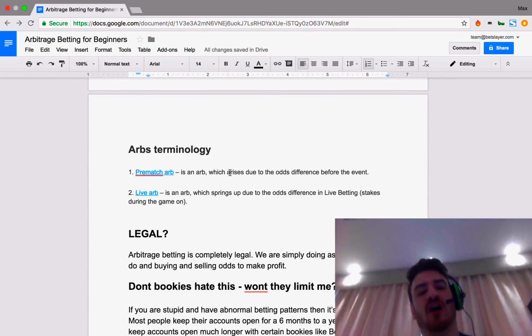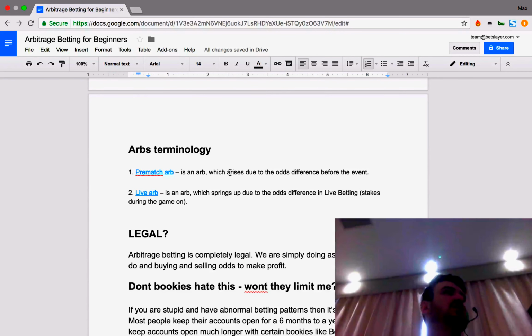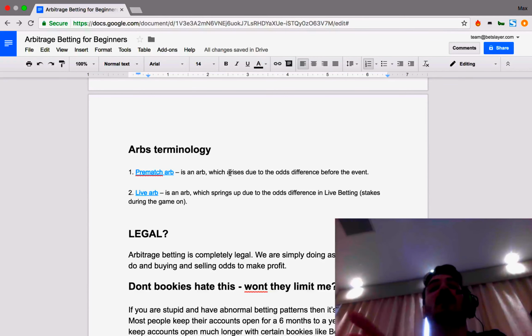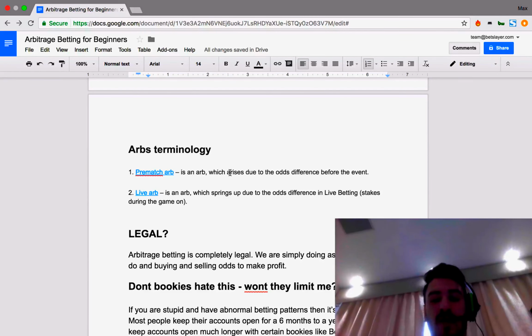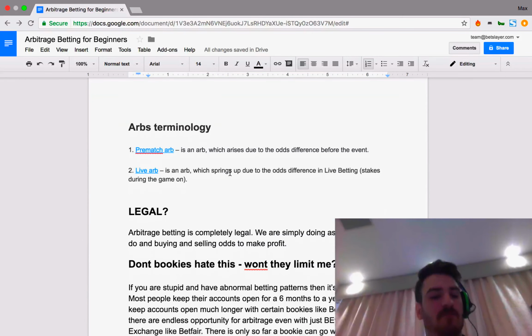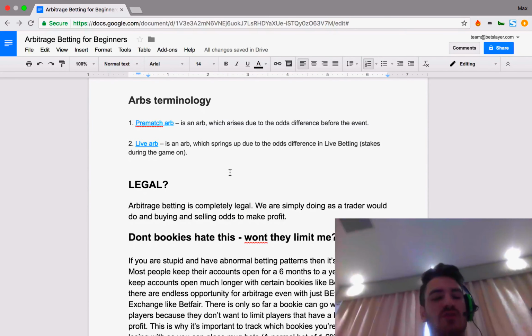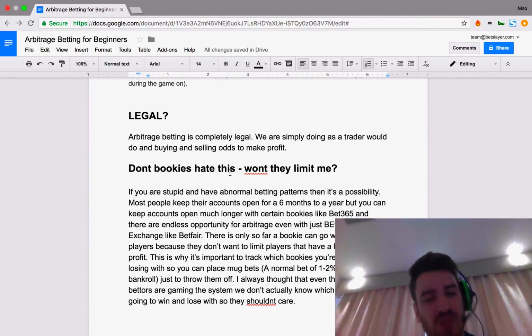The terminology of ARBs: a pre-match ARB is an ARB which is before an event, which is where most people go. A live ARB is when the game is already in play and things are sort of still up in the air. Arbitrage betting is completely legal. We're simply doing as a trader would do and buying and selling odds to make profit. It's completely legal.